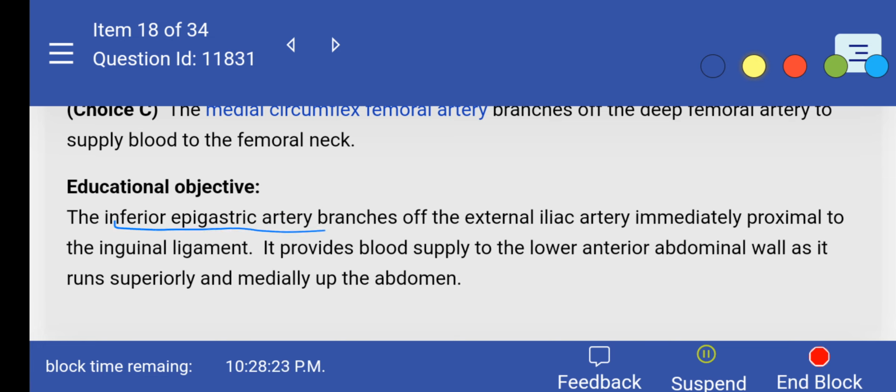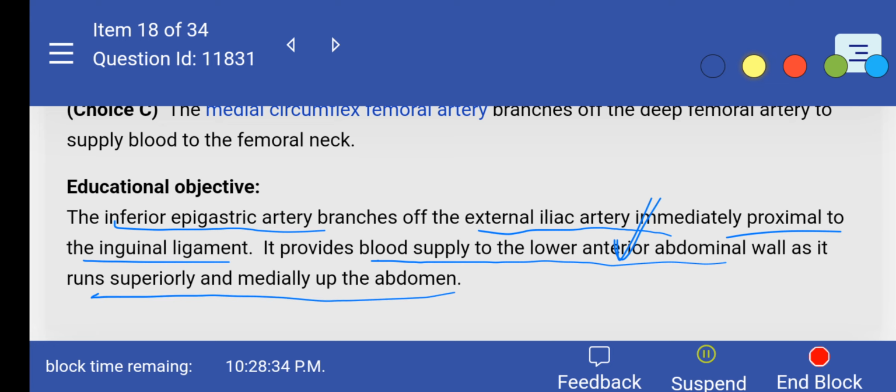The inferior epigastric artery branches off the external iliac artery immediately proximal to the inguinal ligament. It provides blood supply to the lower anterior abdominal wall as it runs superiorly and medially up the abdomen, right?